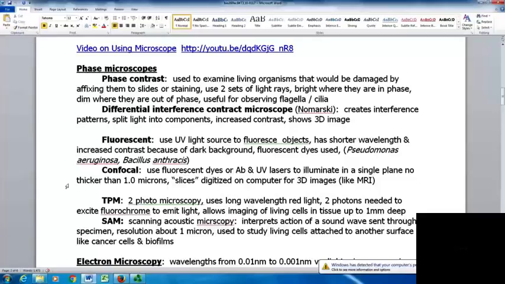Confocal microscopes use fluorescent dyes or antibodies and UV lasers to illuminate a single plane. These are no thicker than 1 micron, so the slices get digitized on a computer to create a three-dimensional image, much like the way you see the slices of images used in an MRI.